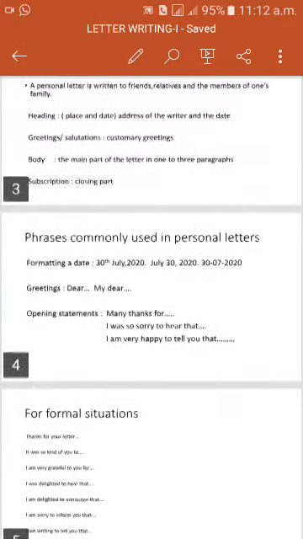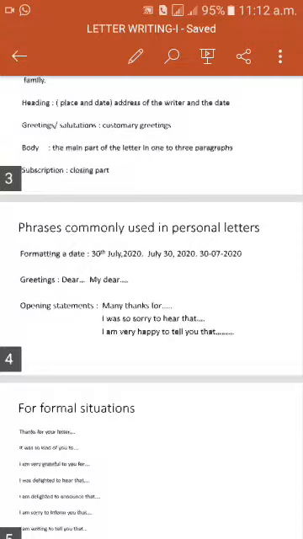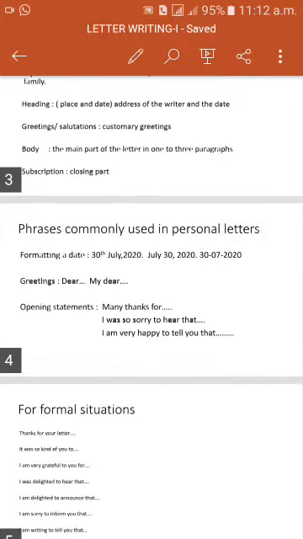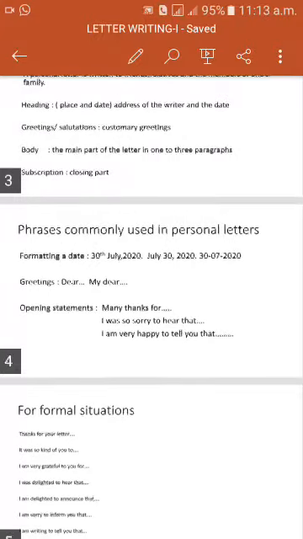So, what are the main things you find in personal letters? First is heading. Heading means place and date, address of the writer, and the date. It is written either at the right side or at the left side. If you are writing at the right side, that is British model. If you are writing at the left side, that is American model.